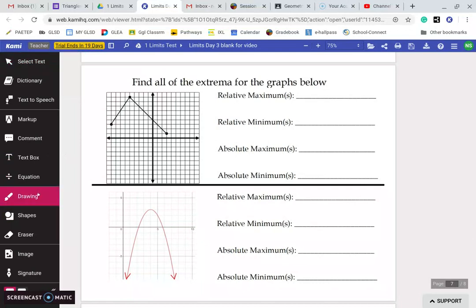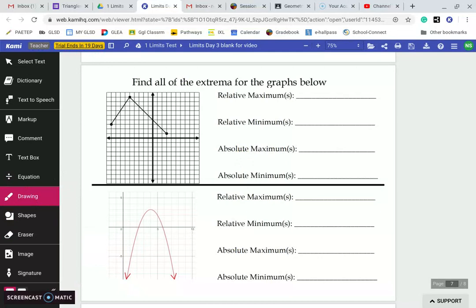Okay, so for this next one, notice that there's no arrows. If there's no arrows, then I have to have absolutes. That means that there has to be a highest and lowest point. The only way you're not going to get a highest and lowest point is if there's arrows, because they go on forever.